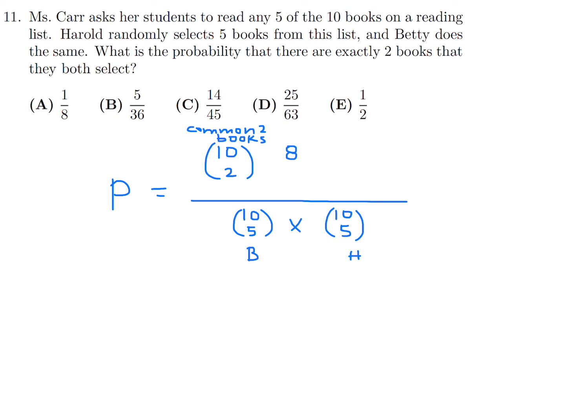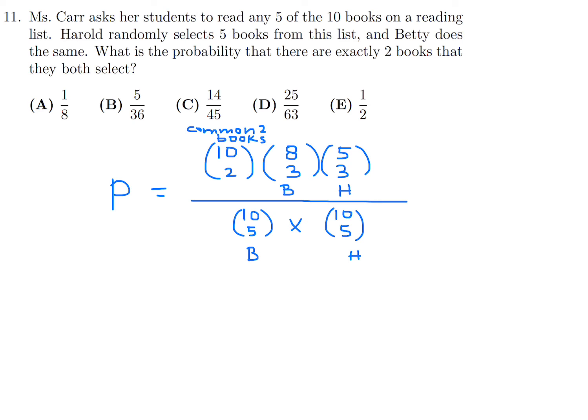From those 8 remaining books, Betty will choose 3. So this is Betty. Remember, she has to choose 5 in total, but we've already taken care of 2 of hers here. And then once Betty chooses 3 from those 8 books, there's 5 books remaining. And from those 5, Harold is going to choose 3. And he chooses 5 in total. He has 3 here, but then he has 2 here, because remember, these 2 are common to both Betty and Harold.